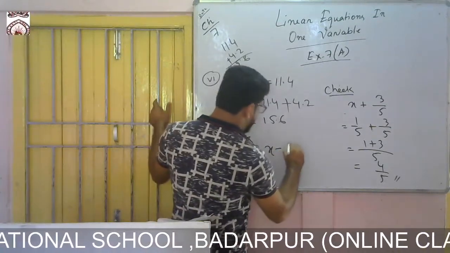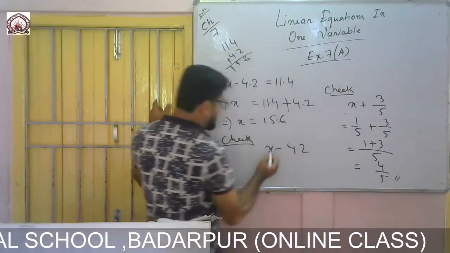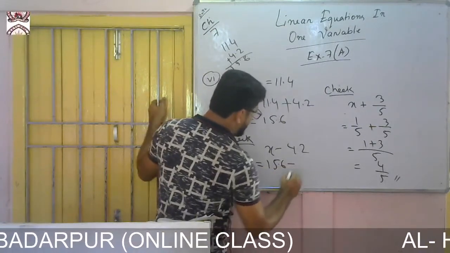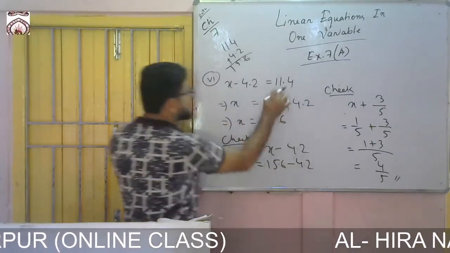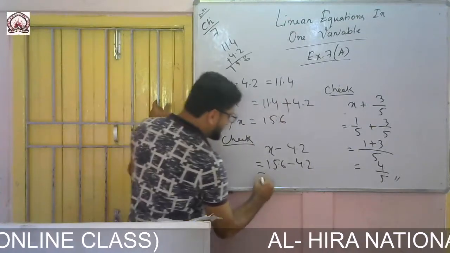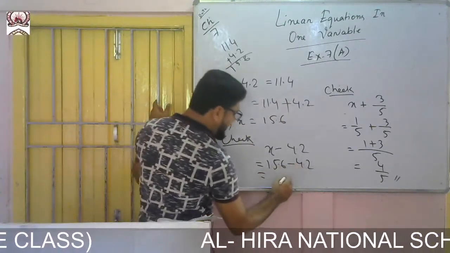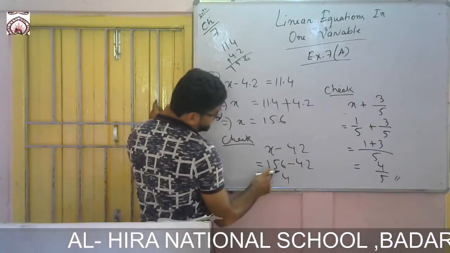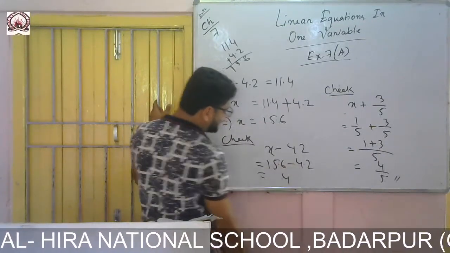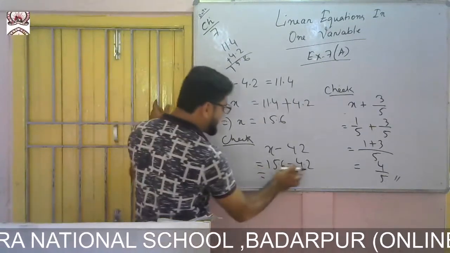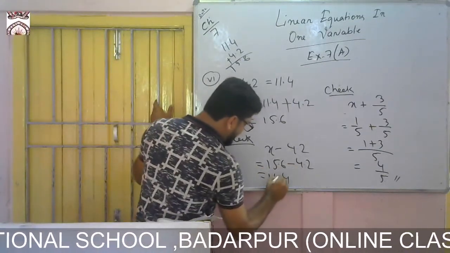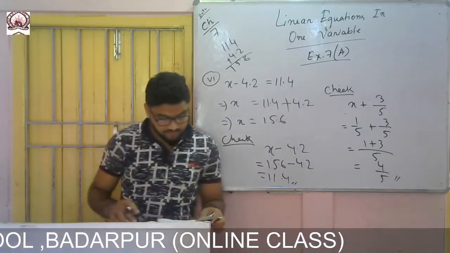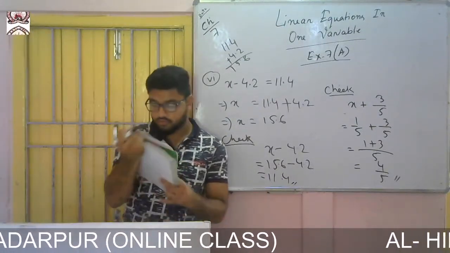X minus 4.2. So in place of x, I shall write 15.6 minus 4.2. Now does this 11 point come or not? You check. 6 minus 2 is 4. Then here remain 15. 15 minus 4 is 11. Okay. So checking finished.